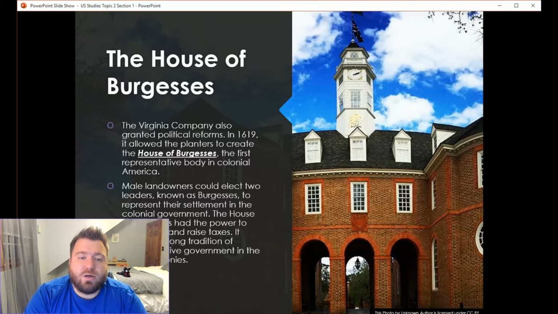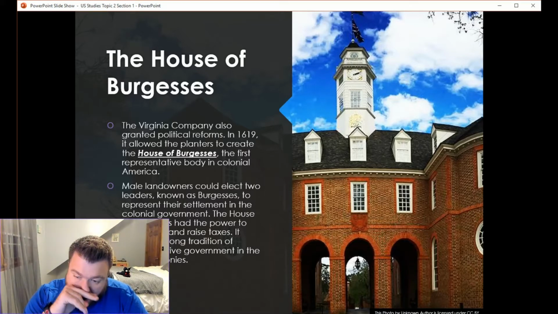The Virginia Company also granted political reforms. In 1619 it allowed the planters to create the House of Burgesses, the first representative body in colonial America. Male landowners could elect two leaders known as burgesses to represent their settlement in the colonial government. The House of Burgesses had the power to make laws and raise taxes. It began a strong tradition of representative government in the English colonies.